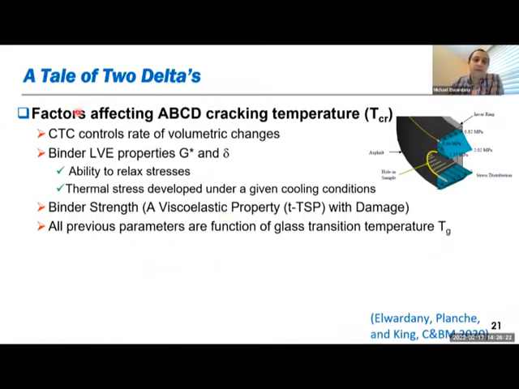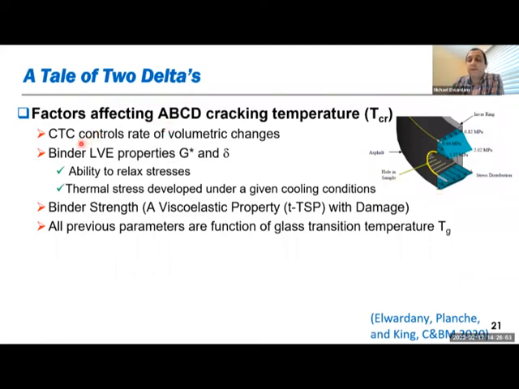So the factors that are affecting ABCD cracking temperature: this test is thermally loaded. The binder here is thermally loaded during the test, so there is no mechanical loading. We put the binder in a ring. There is a hole here in the sample, and that initiates some stress concentration. So we know that the crack will initiate in this area. And then we drop down the temperature until failure takes place.